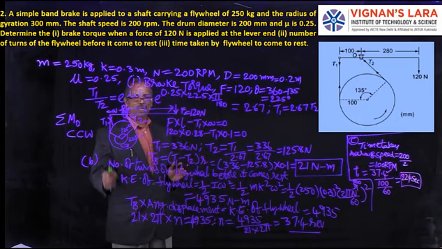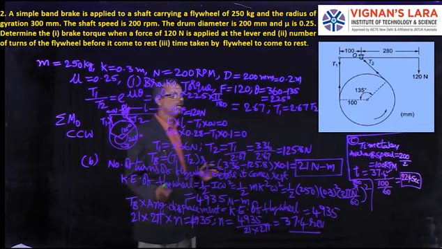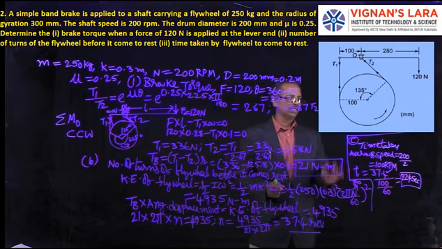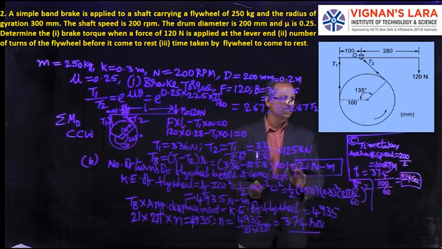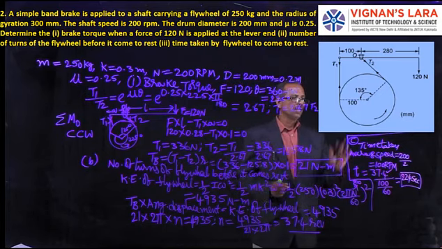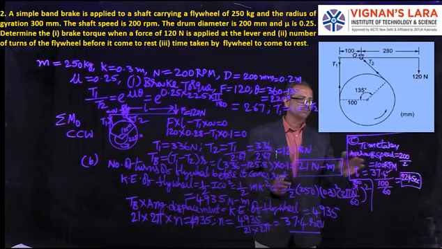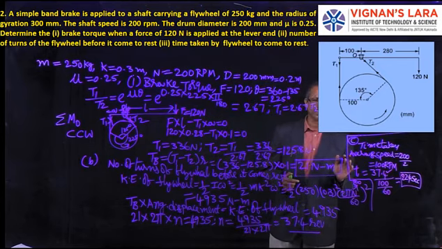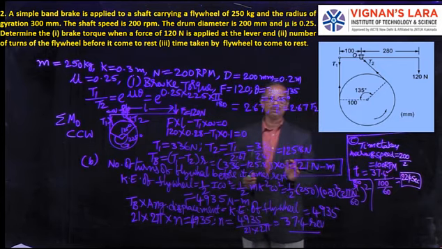In part B we found how many revolutions, and in part C we found how much time it takes. For that, I took the number of revolutions it covers and its mean speed, and the number of revolutions divided by the mean speed gives the time to come to rest. Okay, this is another problem on the band brake.